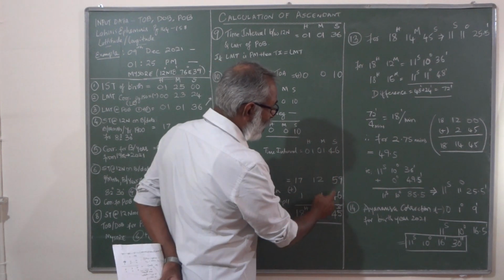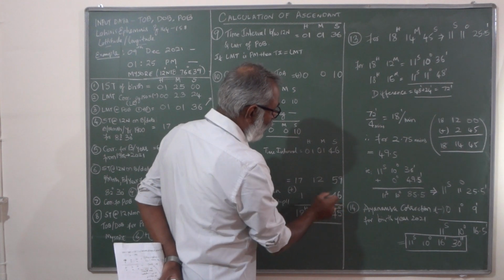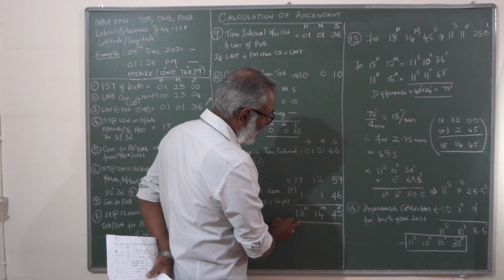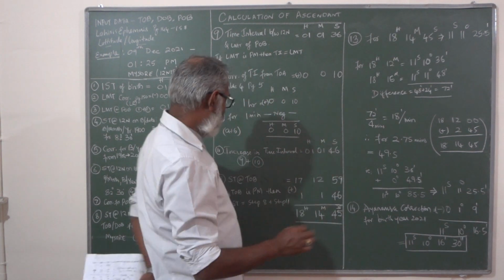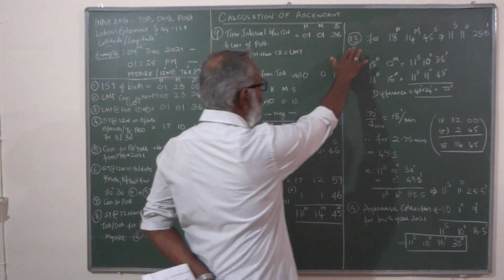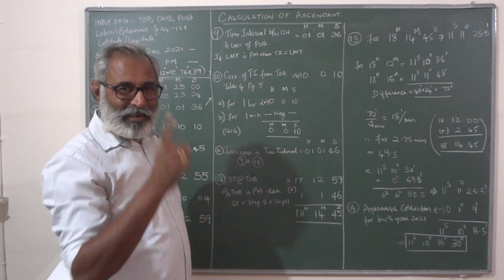So 105 minus 60, which will be carried over as 1 here. So that is 45, and here it becomes 13 plus 1, 14, 17 plus 1, 18. So it is 18 hours, 14 minutes and 45 seconds. So that is step number 12. Step number 13 is to get the ascendant.